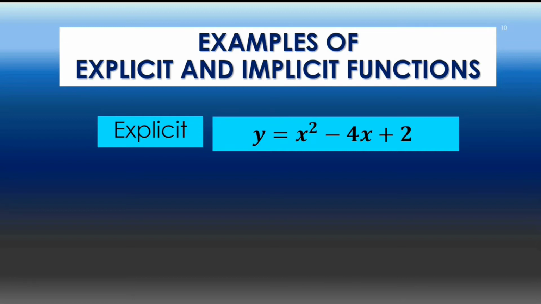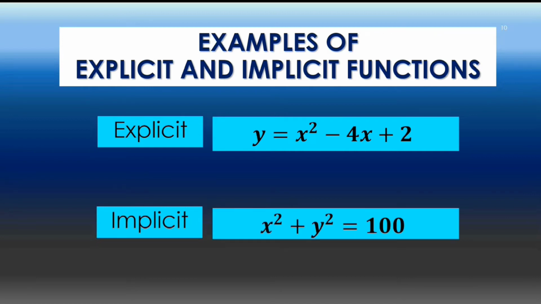How about if the function is like this? If you see that the x and y are on the same side, whether on the left side or on the right side, as long as both are together on a particular side, or even on both, it is possible. That function is what we call an implicit function. And how are we going to get the derivative of an implicit function?